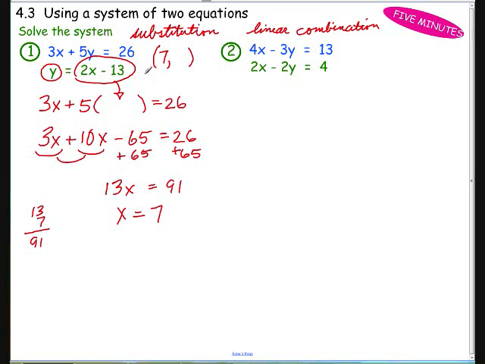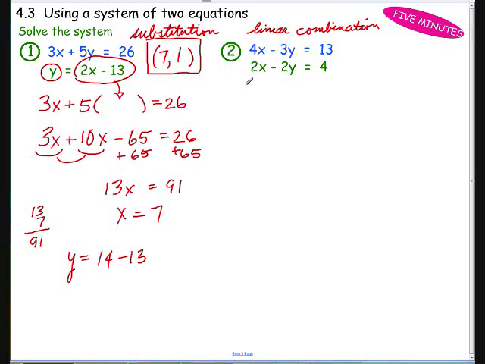Remember, my answer is always a point with an x and a y. I'm going to use the simplest equation for me figuring out what y is. It's given to me right there. y equals 2 times x, and I'm interested in x when it's 7, so 2 times 7, minus 13, so y equals 1. That's using substitution.